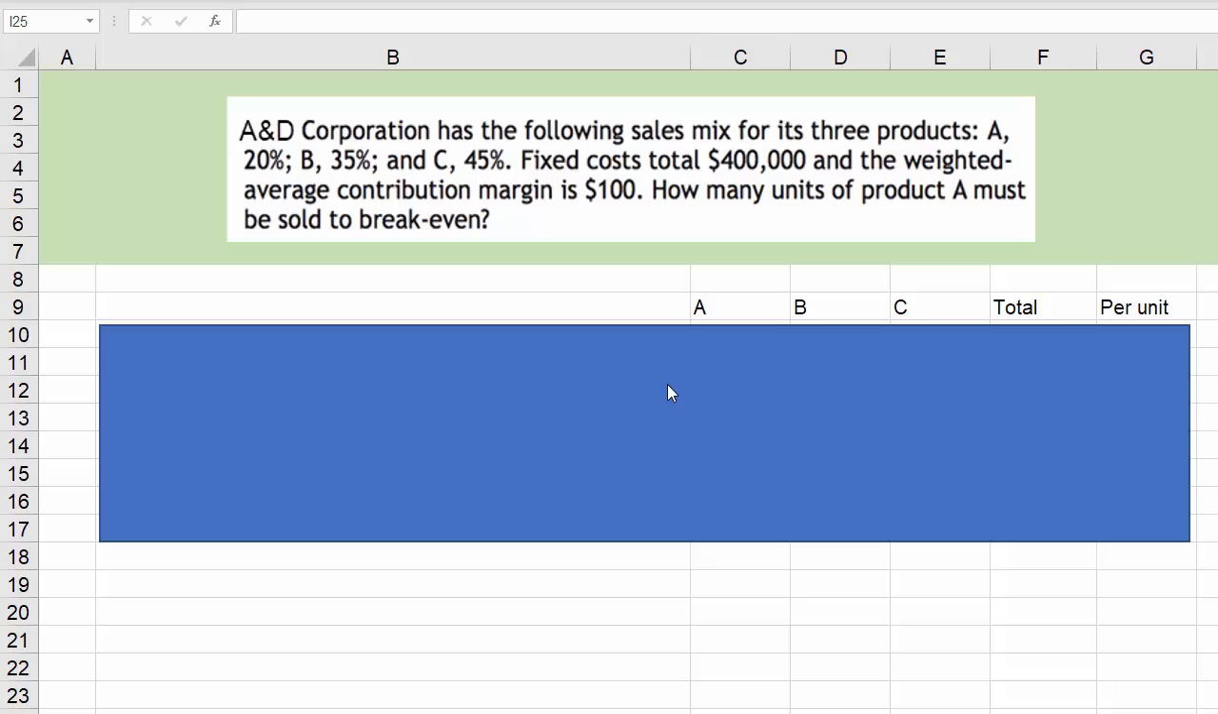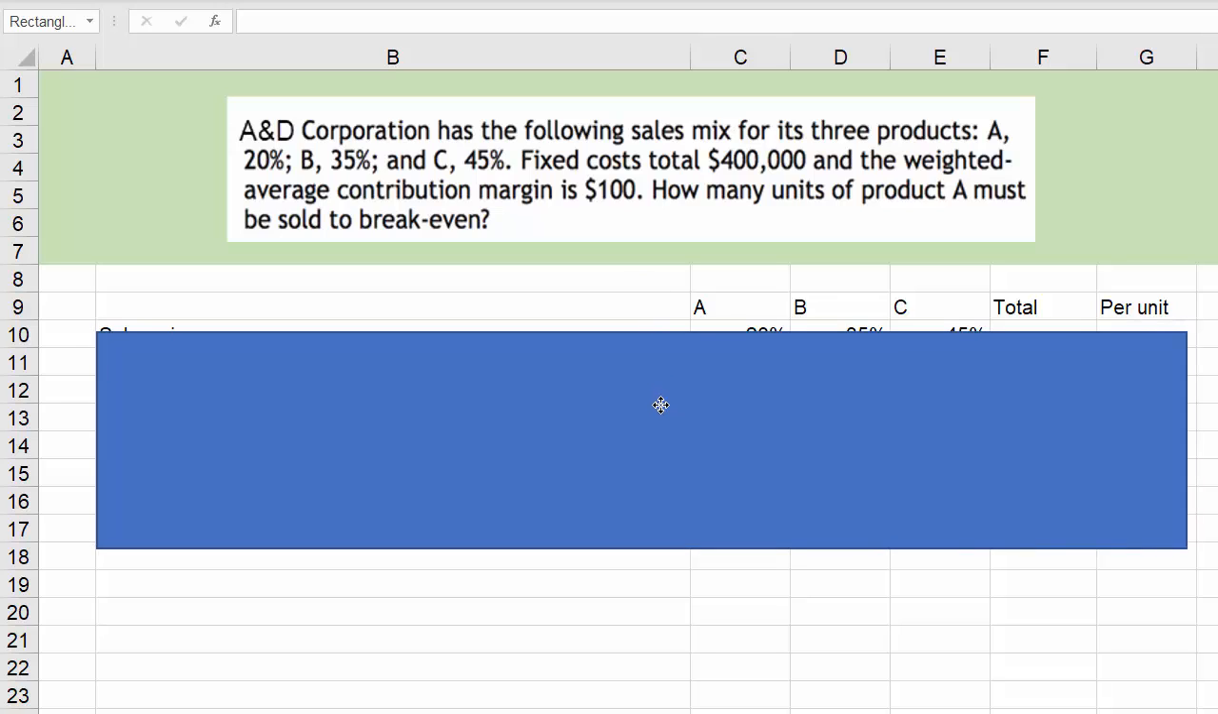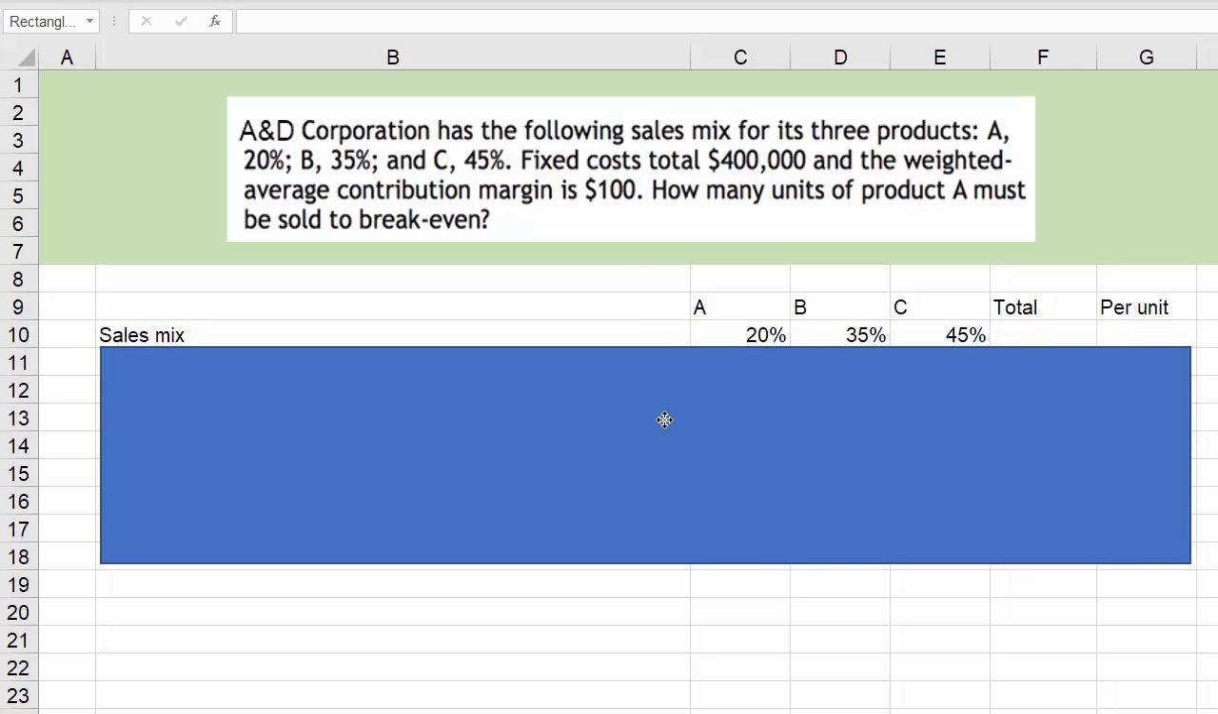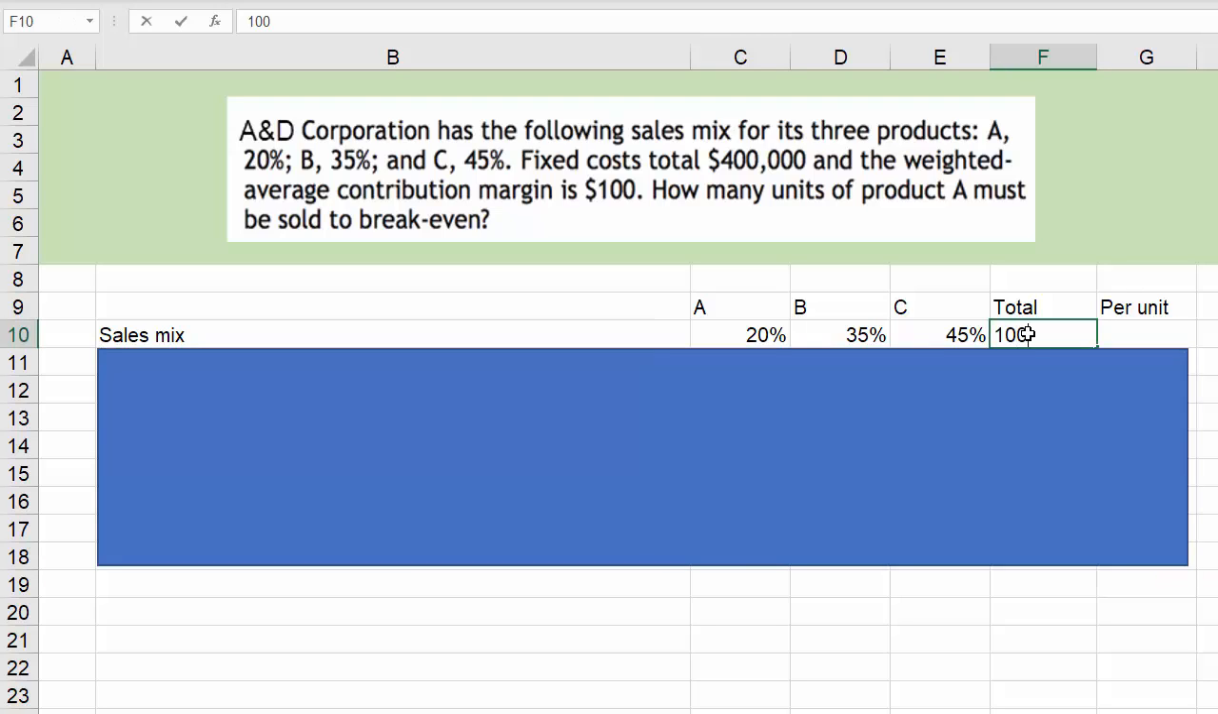So here's how I would lay this one out. I'm just going to lay this one out as if we had all the information, and then from there we should visually be able to see what information we need. All right, so we're selling products A, B, and C. I guess I should put in 100% here in total, right?